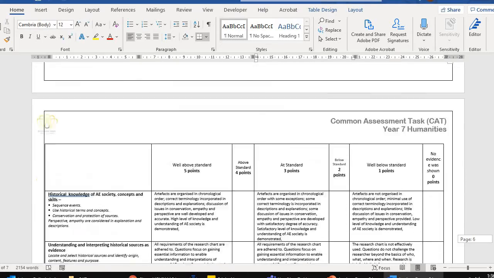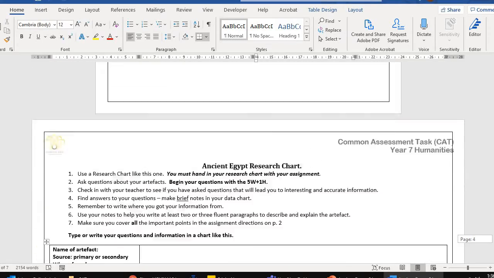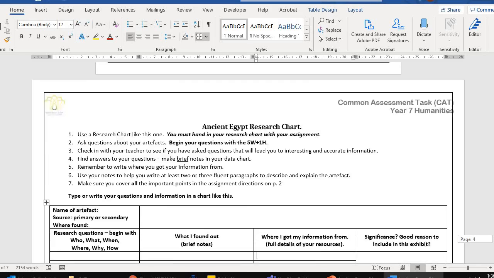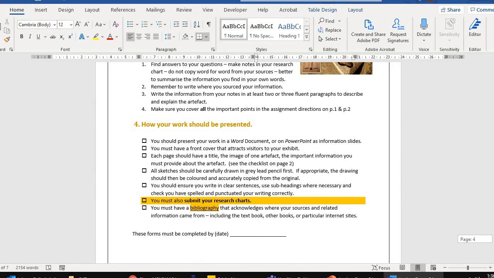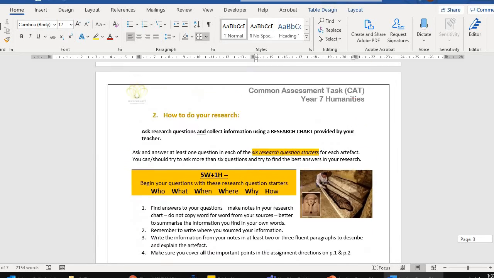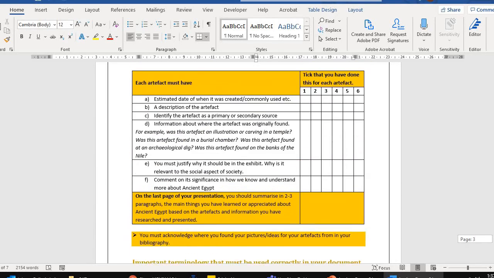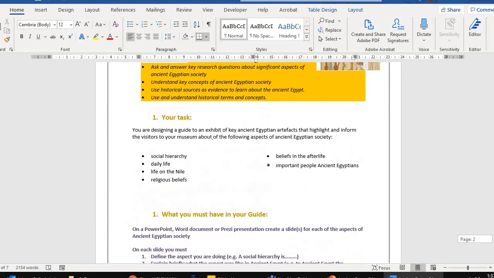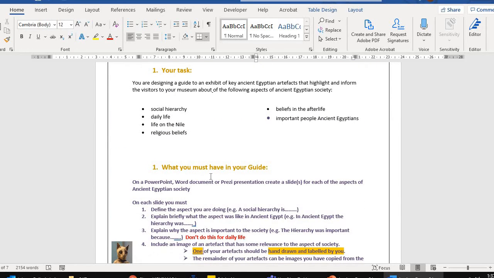Alright, so there's your rubric. This is the research chart which you must hand in. And that's more about the research chart, but you can have a look at that a bit later. Make sure that you have those. So this is your main part of the CAT. Alright, this section here is your main part.